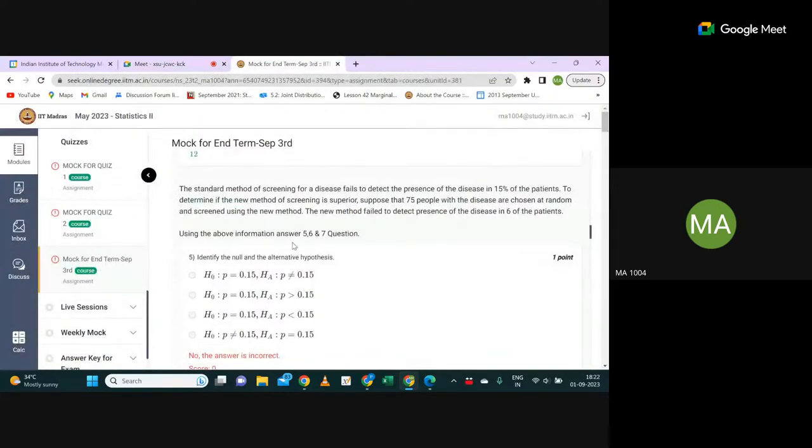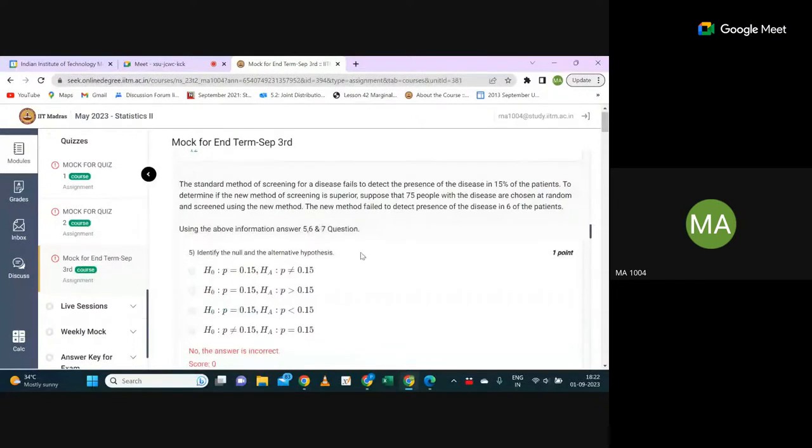Okay, so it says the standard method of screening for a disease fails to detect the presence of the disease in 15% of the patients. If it fails to detect the presence, then what is the probability for that, and what will be the opposite probability? 0.85, right? Now I think from here you will get some idea, to determine if the new method of screening is superior. Suppose that 75 people with the disease are chosen at random and screened using the new method. The new method failed to detect the presence of the disease in 6 of the patients.